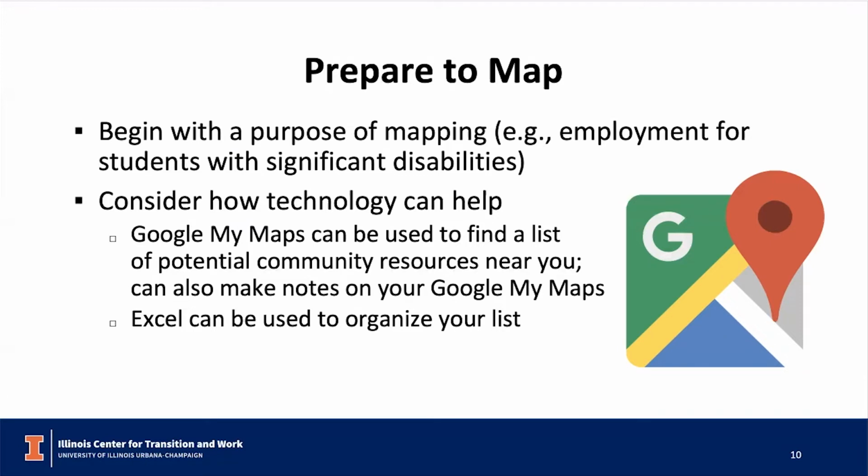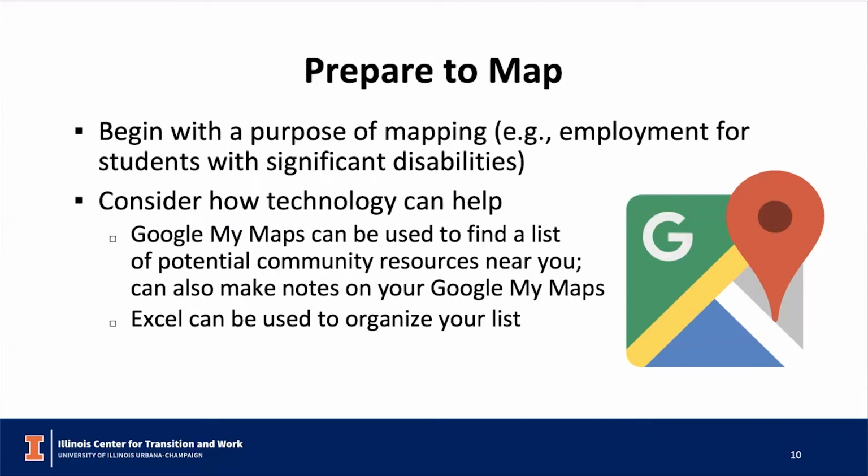You can also think about how you're going to organize your information. You can use Google My Maps to store conversations or data or notes that you've had related to communication with a specific community partner. You can also use Excel to create yourself a document and help organize your list by the different types of community resources that are available. And then you can organize those in tabs by your specific mapping purposes.